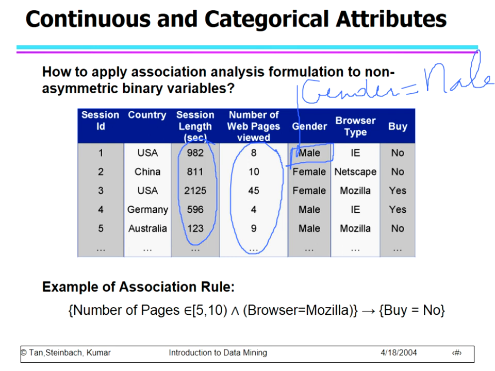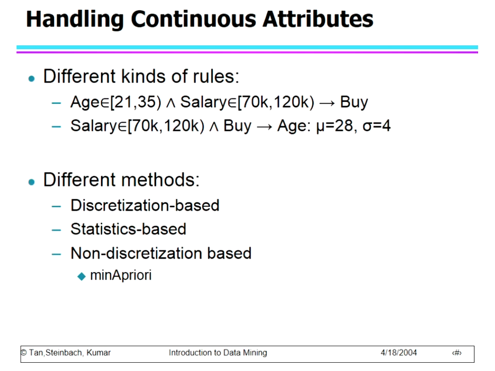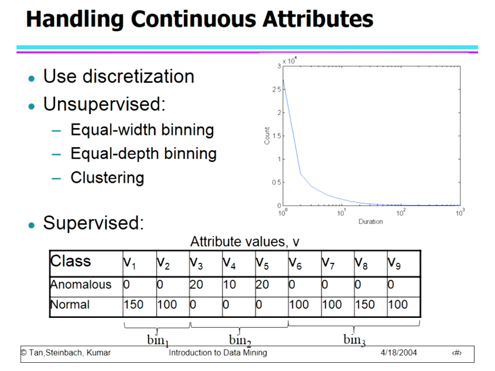Okay. So what are the types of discretization? There is unsupervised, with equal width, equal depth, clustering, or supervised. Okay?